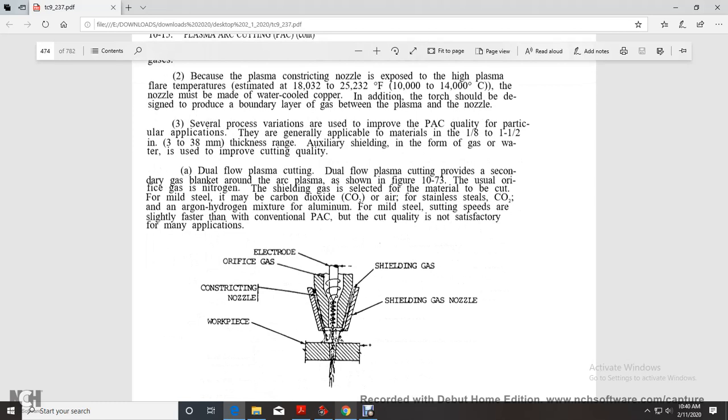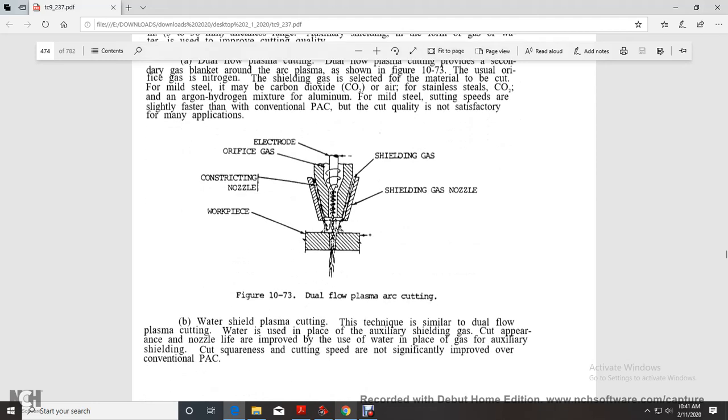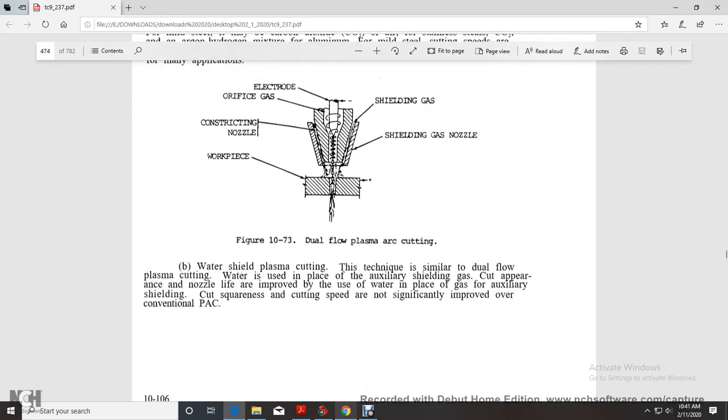Dual flow plasma cutting provides a secondary gas blanket around the arc plasma, shown in figure 1073. The usual orifice gas is nitrogen. The shielding gas is selected for the material to be cut: for mild steel, carbon dioxide or air; for stainless steel, carbon dioxide; for aluminum, an argon-hydrogen mixture. For mild steel, cutting speeds are slightly faster than conventional plasma arc cutting, but the cut quality is not satisfactory for many applications. Figure 1073 shows dual flow plasma arc cutting: electrode, orifice or constricting nozzle, workpiece, and shielding gas nozzle.